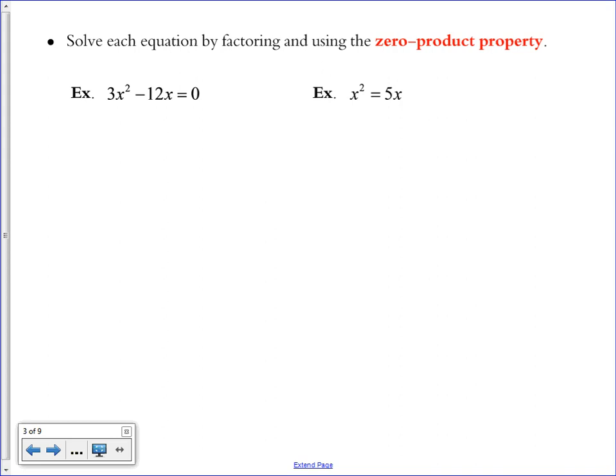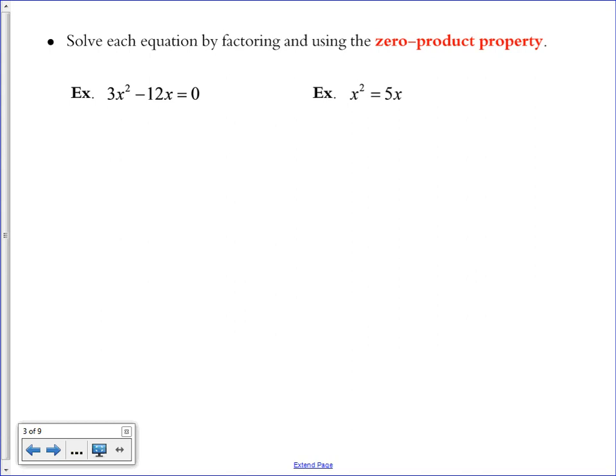So in the first example, it says equals 0. That's how you want your setup to be before you jump in and try factoring anything. You want to make sure all of the variables are on the left side of the equation, and it says equals 0 on the right side, so that your quadratic expression is on the left, and you look for the factoring techniques that we've been working on.